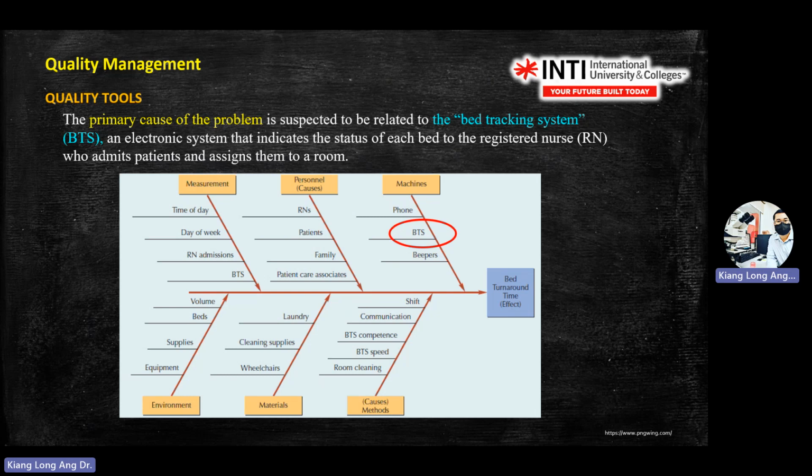This is what is actually happening, the problem. What you see, for example, is that the bed turnaround time is too slow. What is actually delaying the bed? When the patient comes in, they cannot find a bed and so on. What is actually causing the bed turnaround time to be so long? So then this is the body, the possible reasons that caused these problems.